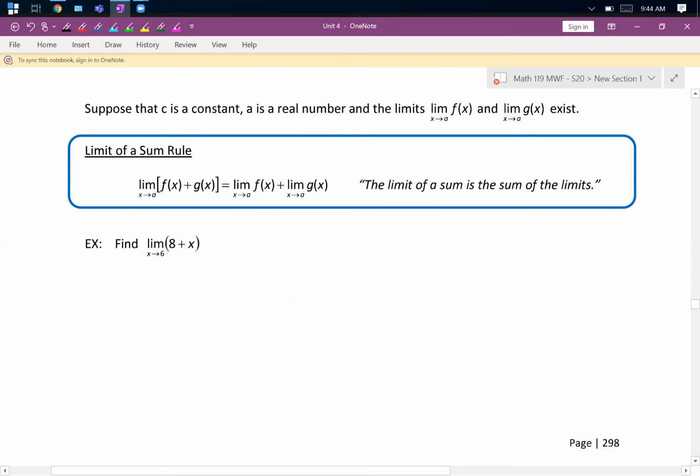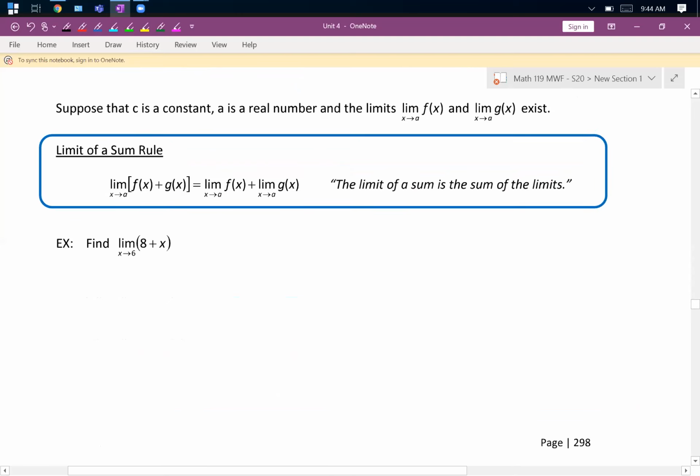All right, so now we'll get into some more involved rules. Suppose that c is a constant, a is a real number, and the limit as x approaches a of f of x and the limit as x approaches a of g of x both exist. So we have the limit of a sum rule. This says that the limit as x approaches a of two different functions added together equals the limit of the first function plus the limit of the second function. I always think of it like I'm almost distributing the limit to each of the functions. But I also remember it with the words, the limit of the sum is the sum of the limits.